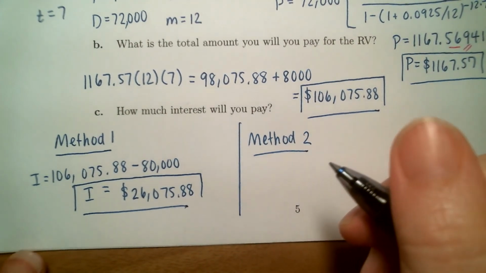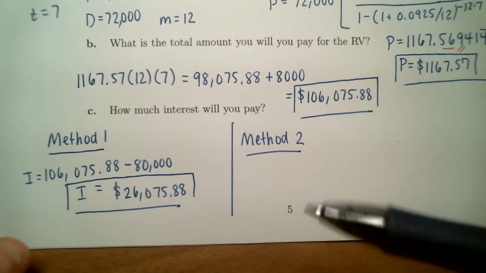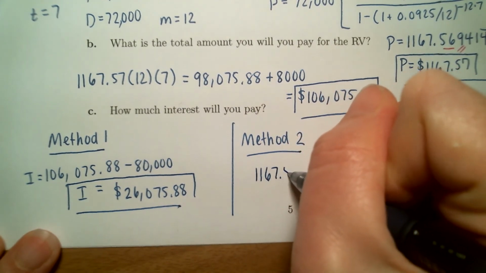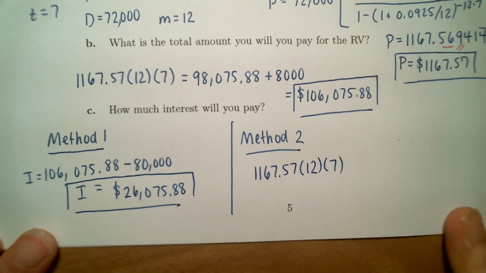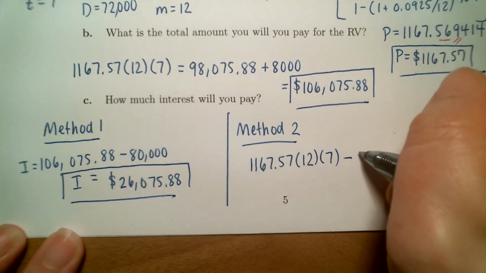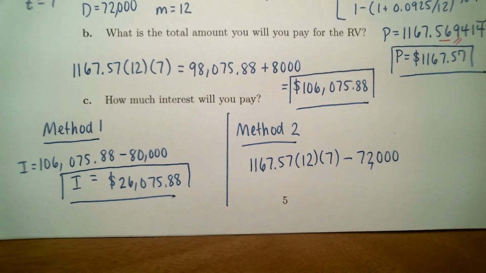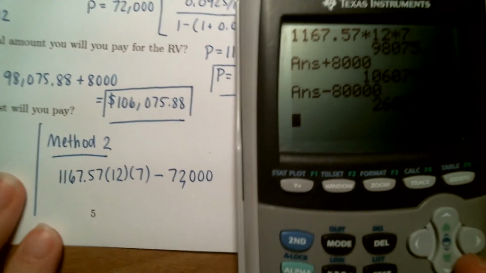So what you could have done was taken your monthly payments. You could have said, okay, I paid $1,167.57 every month for 7 years. So this is how much total I paid through those monthly payments. And then subtract out the amount that I financed, which was $72,000, not $80,000. So if you calculate it this way, let's see what we get.